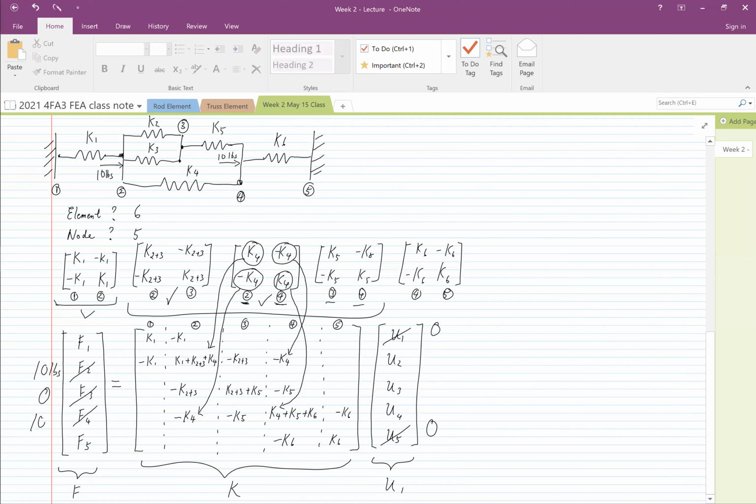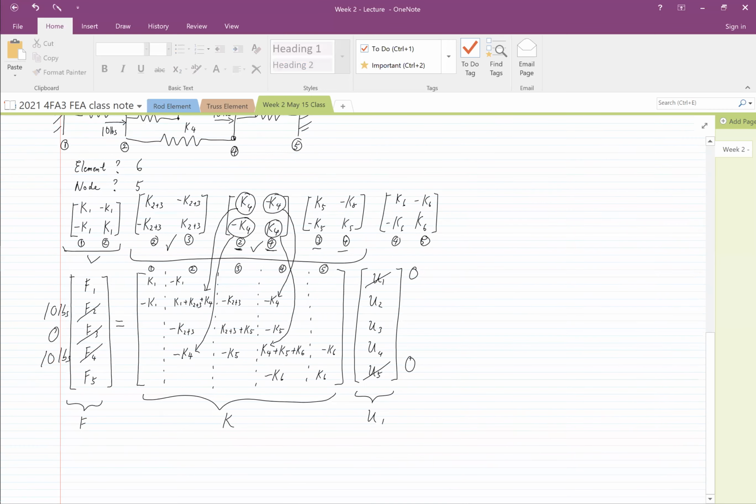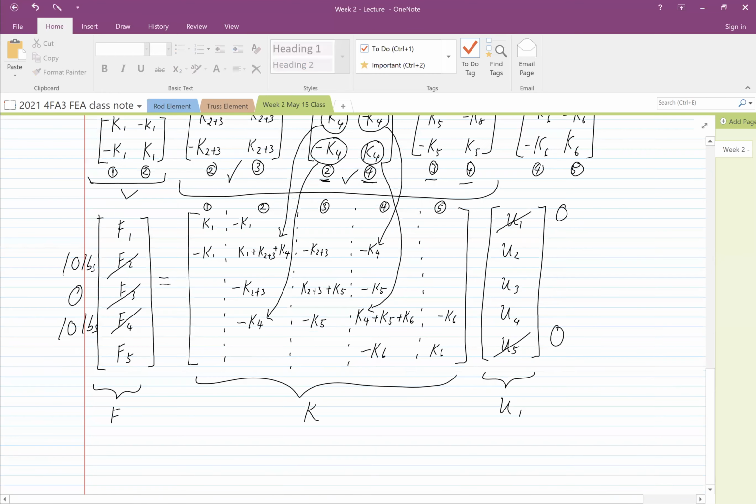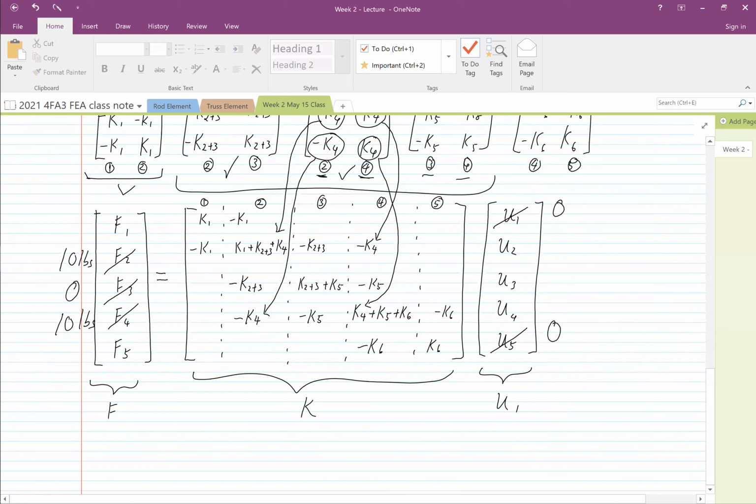Node 4, we have 10 pounds. F1 and F5, I cannot say that they're 0 because they're attached to the wall. There's some force attached to it. And now we have 5 equations and 5 unknowns, and we solve for it. Solve for U2, U3, U4. Any questions before we move on?